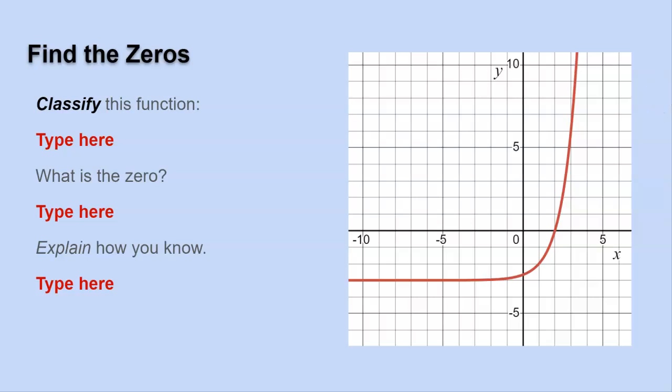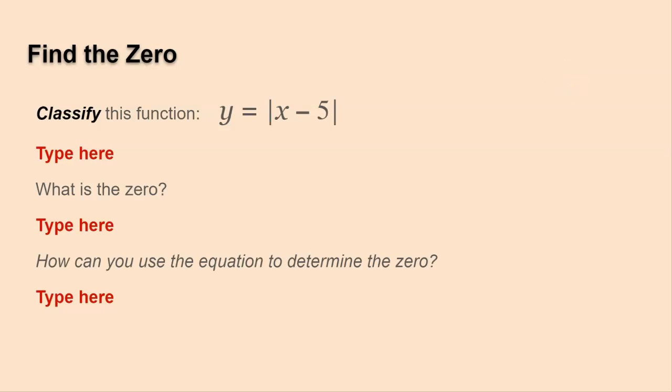Explain how you know. Now once they've done that, they're going to do this without graphing. And I would encourage you to ask them not to graph at this point. See if you can figure this out without looking at a graph for this function. What is this function called? What is the zero of this function? And how can you use this equation to determine the zero? Same here, without graphing, without looking at the graph, can you determine the zeros? And how would you do that?